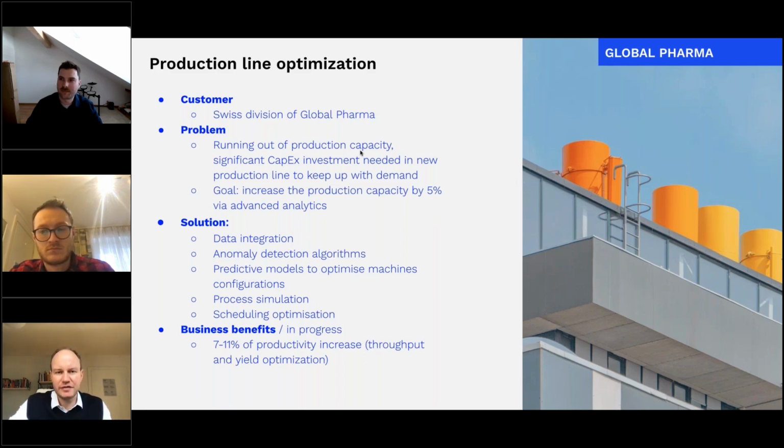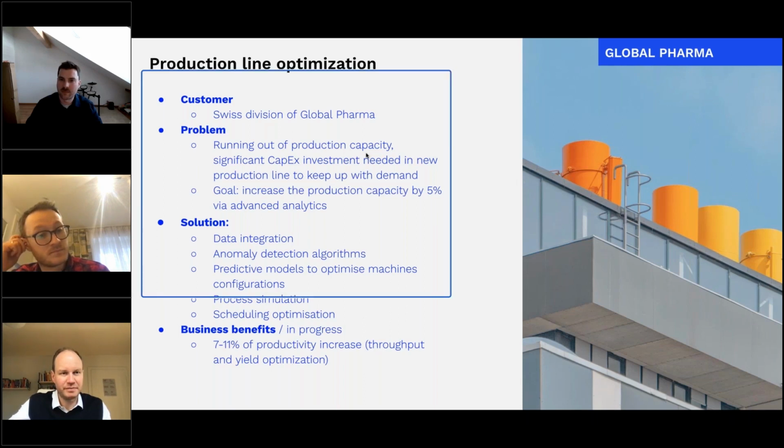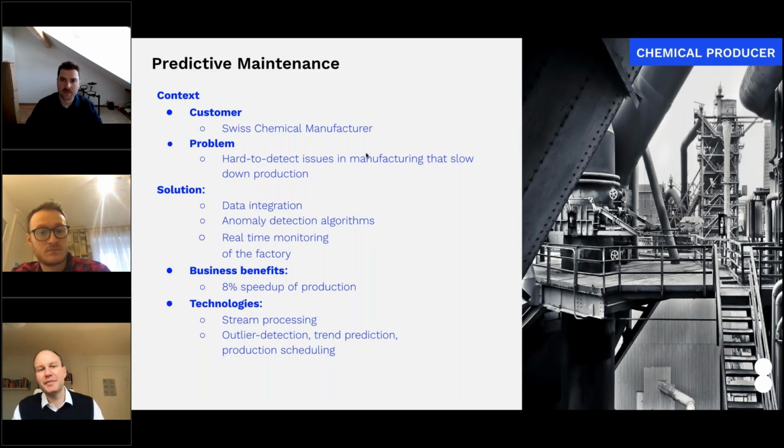And we actually have more examples in production, also a case in predictive maintenance. So I can take this one. So here, this is the example of a chemical producer. They have a big factory here in Switzerland.